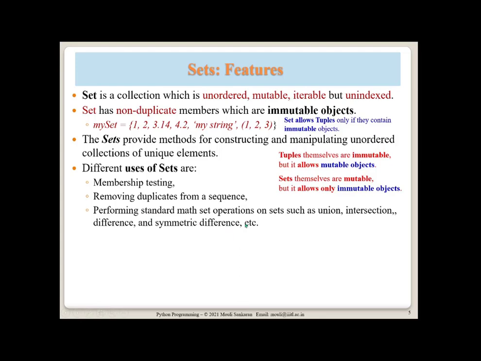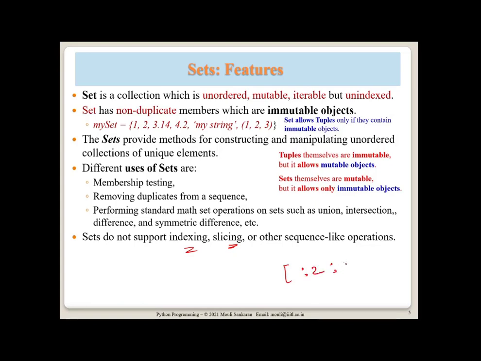Performing standard math set operations, like what I showed you, on sets such as union, intersection, difference, symmetric difference, etc. So sets do not support indexing, as I mentioned, slicing or other sequence-like operations. It doesn't allow any of this, because if indexing is not allowed, you cannot do slicing on it. You cannot say that I want it from a start to an end in an increment of step. This is start, end, and step. So I cannot do this slicing on sets.